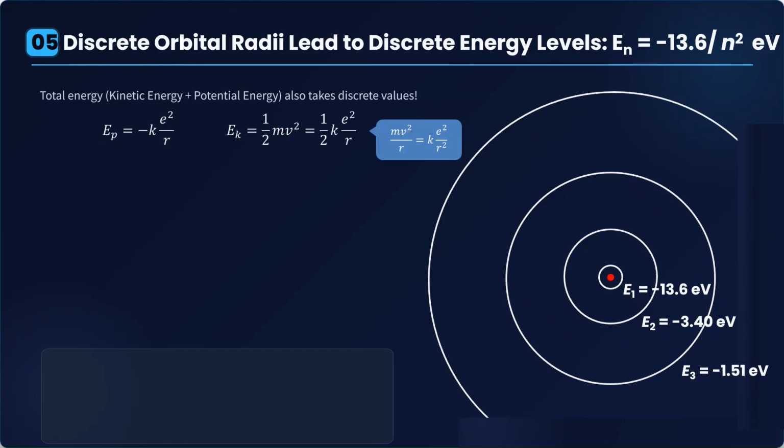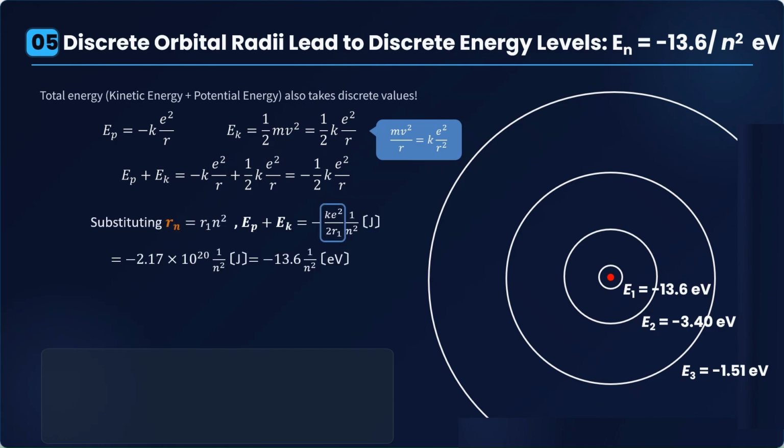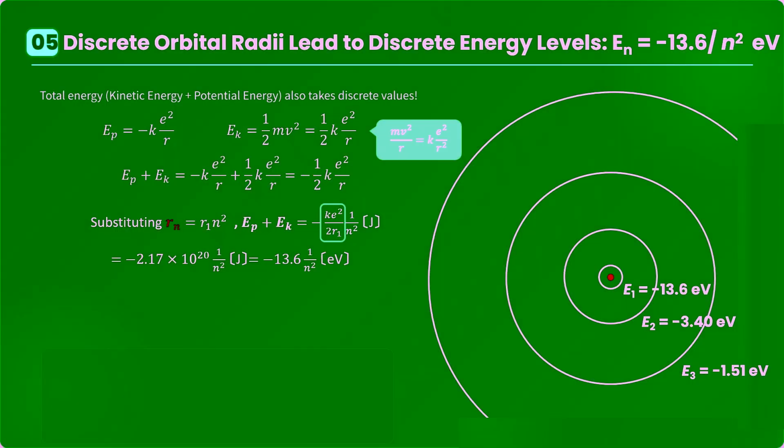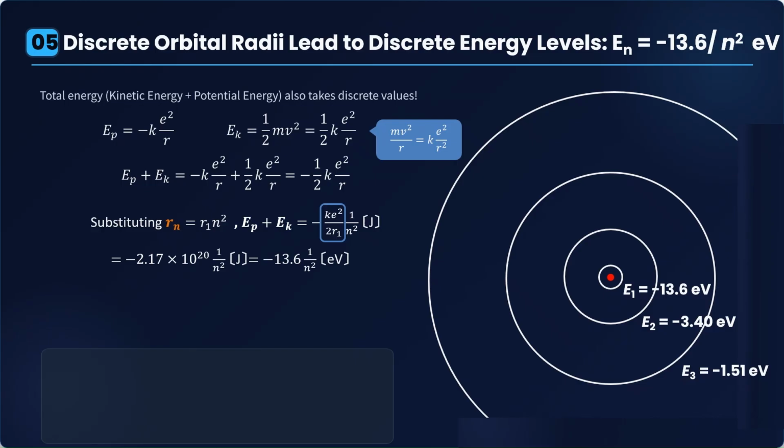Now let's add the kinetic and potential energies. Combining these two terms gives us this. So the total energy depends only on the orbital radius. And we already know that the allowed orbital radius is this expression. Substituting this into our energy equation gives this. Now, when we substitute the fundamental constants, the result is this. To convert joules into electron-volts, we divide by the energy of 1 electron-volt. This gives us the result, E sub n equals minus 13.6 divided by n squared electron-volt.